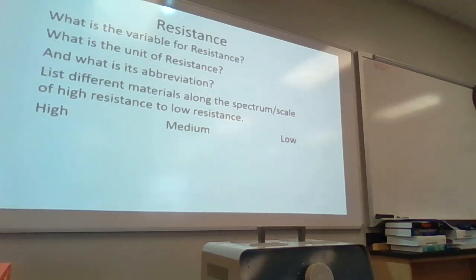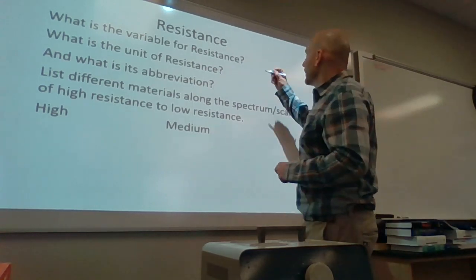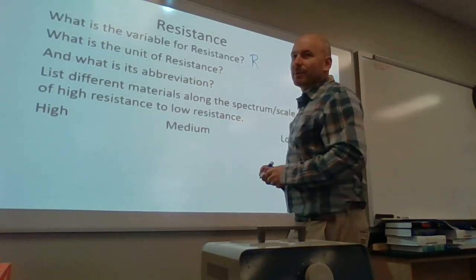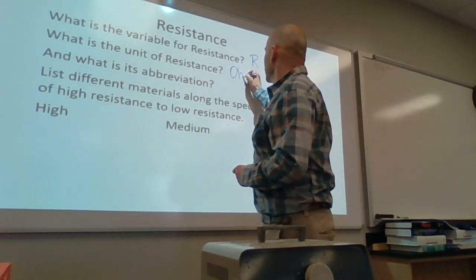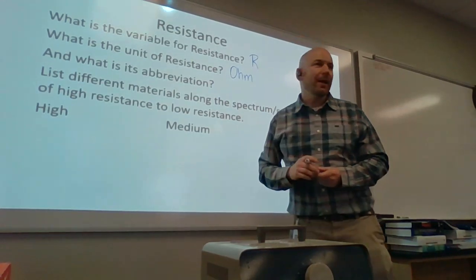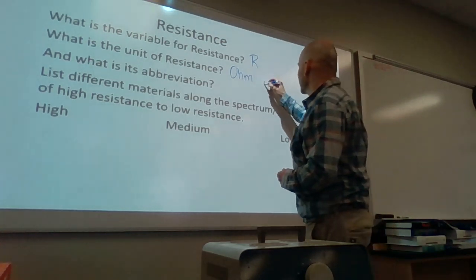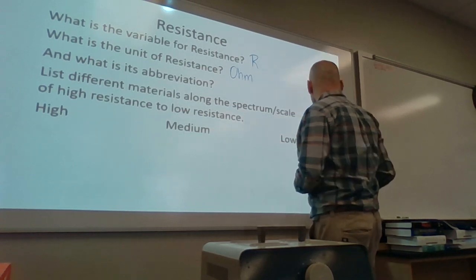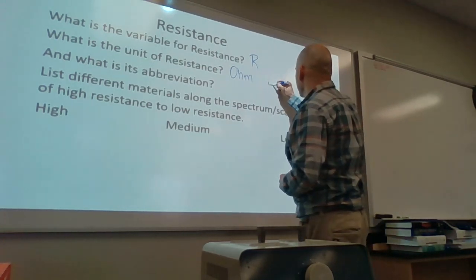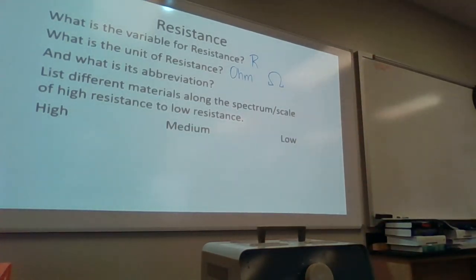All right, the last measurement that we're going to look at today is resistance. The variable for resistance is a capital R. The unit for resistance is an ohm, and you're going to enjoy this abbreviation. This is capital Omega, like a horseshoe. Might take a little bit of practice to make. That is the unit for resistance, is ohm.